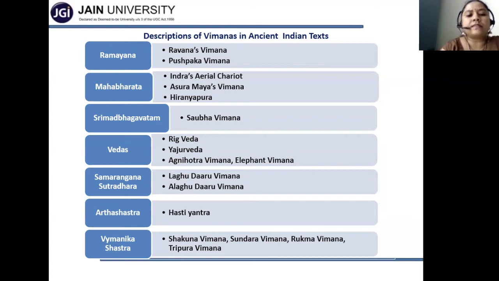Bhoja Raja has mentioned that whatever Vimanas he described, he has personally seen these Vimanas. So this can be considered authentic proof for Vimanas during that era. Dharu means wood. So there were two types of Dharu Vimana, Laghu Dharu Vimana and Alaghu Dharu Vimana.